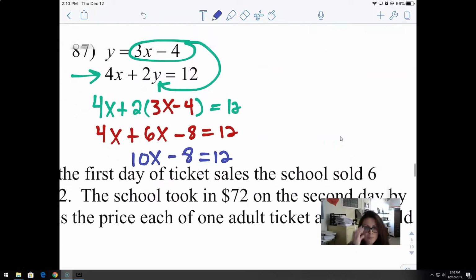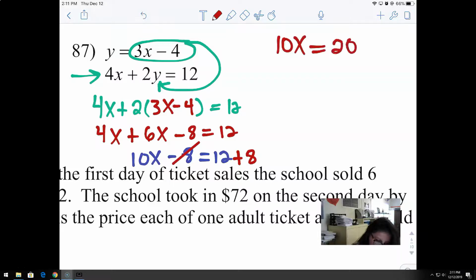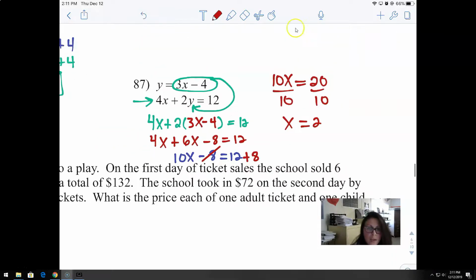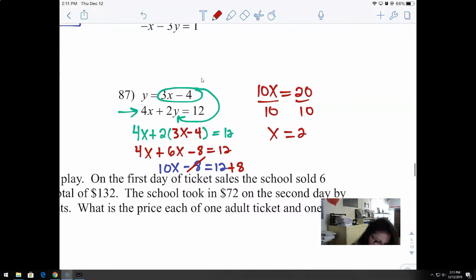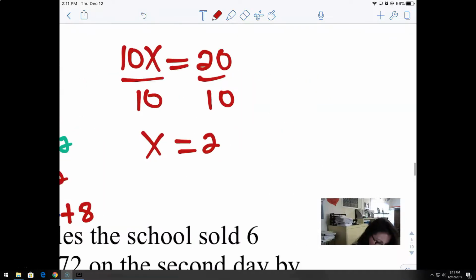Now I'm going to rewrite this up here. Actually, I'm going to add 8 at this point. I'm going to add 8 to both sides to get rid of the negative 8. So I get 10x equals 20. Now divide both sides by 10 to get x equals 2. Now that I know x equals 2, I can plug in right here to solve for y. So I'm going to go 3x minus 4.